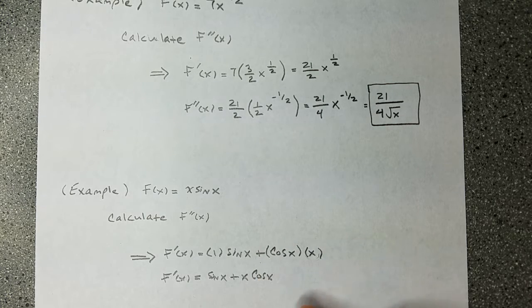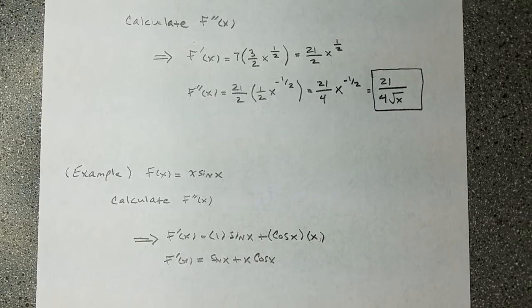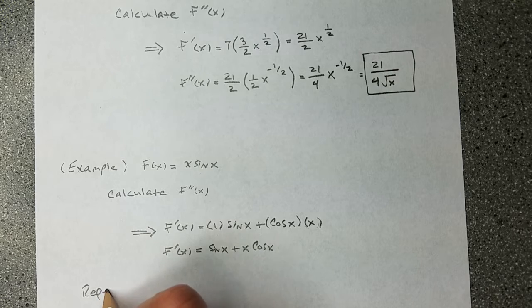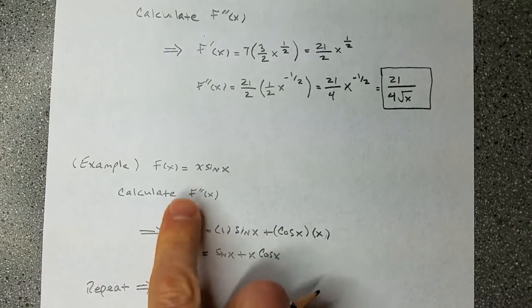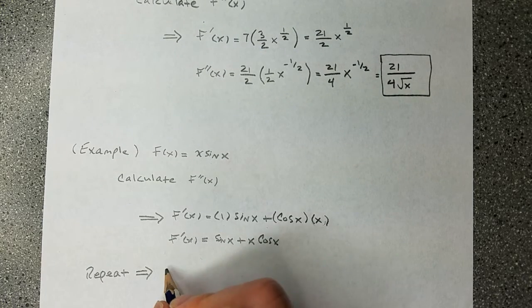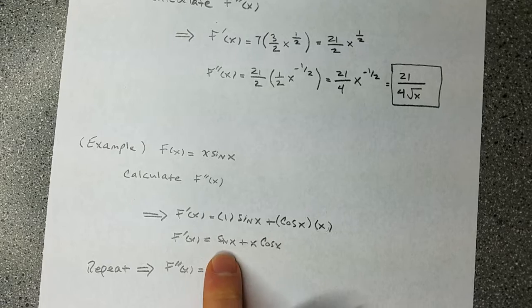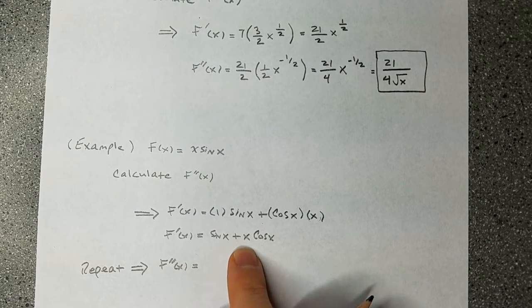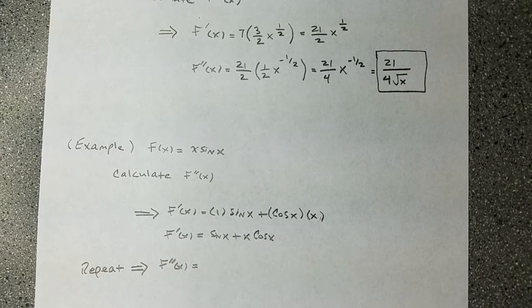So we'll say, let's go ahead and write this x times cosine x. Okay, now we'll repeat, right? If it is the case that we want the second derivative. So, okay, f double prime is the derivative of f prime. F double prime is the derivative of sine x plus x times cosine x.